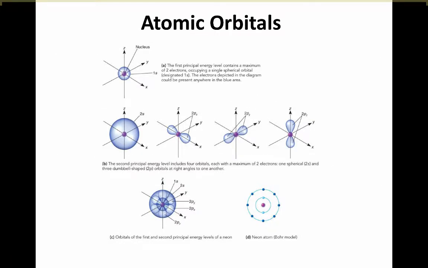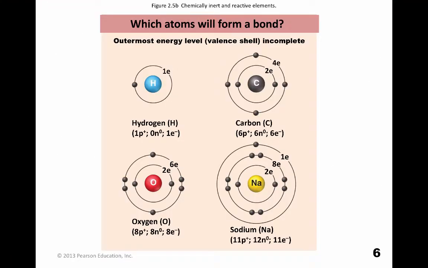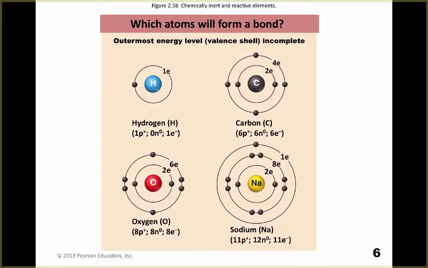Let's move on from this and let's look at other things, and let's see what things will form bonds. So here we have hydrogen, and he has number of protons 1, number of neutrons 0, number of electrons 1. So when we consider bonding, we look at the number of electrons.